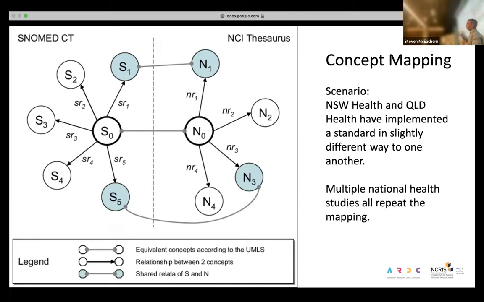But the kind of use case that we're working through with Dougie is that New South Wales Health and Queensland Health have both implemented standards, but in slightly different ways. And then every time a research health study has to happen, the researchers are doing the mappings themselves. You can't convince Queensland to have an official mapping to New South Wales, or New South Wales to have an official mapping to Queensland. It's none of their business, but the researchers keep doing it.